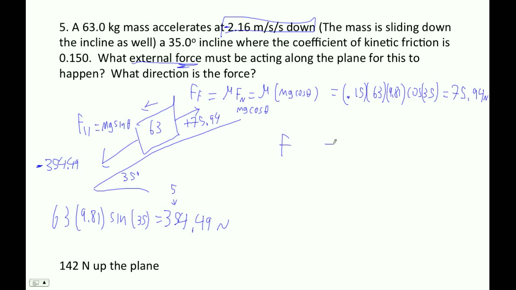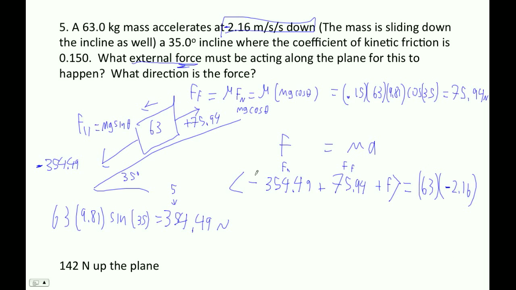So now we're ready to set up F equals ma. Our forces are the parallel force acting down the plane, the parallel component of Earth's gravity, right? Friction is up the plane because it's sliding down the plane, right? This is the force of friction. Then we've got some unknown force, right? Okay, and then that equals 63 times, and then this guy, it's accelerating down the plane, so we've got to make that negative.